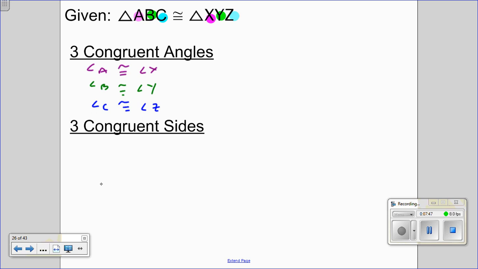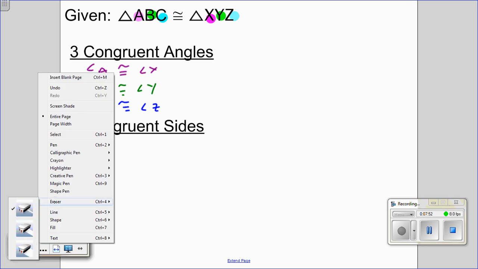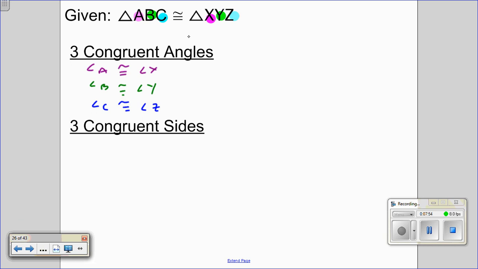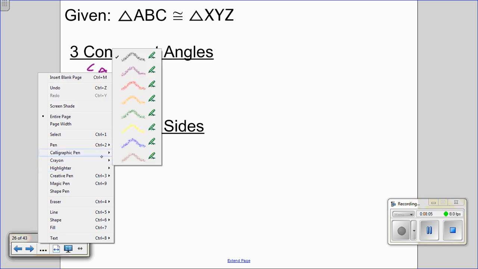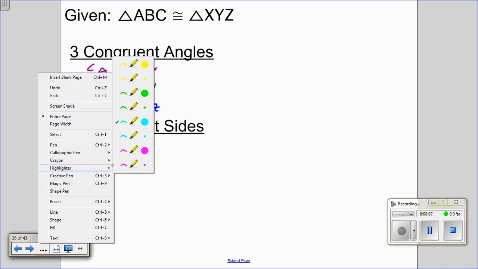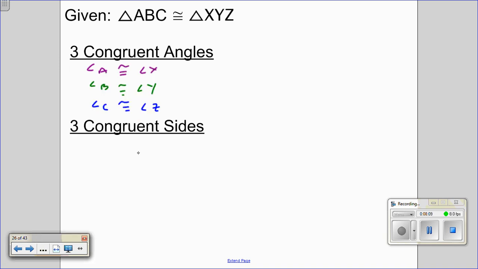Now, when it comes to sides, again, you don't have to have a picture in order to answer this question. You can simply look at the arrangement of the vertices to establish which ones are congruent. So again, any combination of two letters is a side. So the first side would be AB, and that would be congruent with XY.